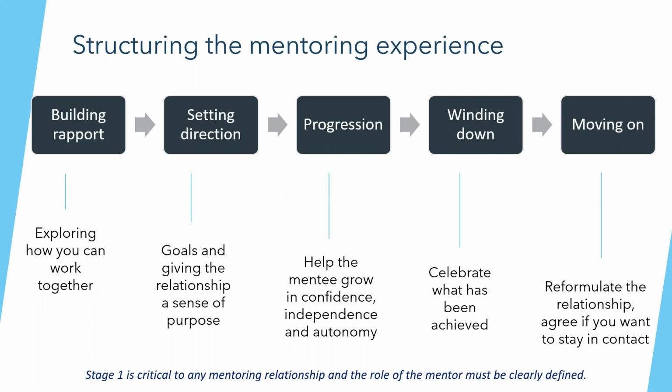Stage four relates to the winding down of the mentee-mentor relationship, where the mentoring experience is reviewed and any emerging achievements as a result of this relationship are celebrated. The final stage, stage five, is about moving on, where the relationship is reformulated and both the mentor and mentee agree on whether they want to bring the relationship to a close or whether they want to continue staying in touch.